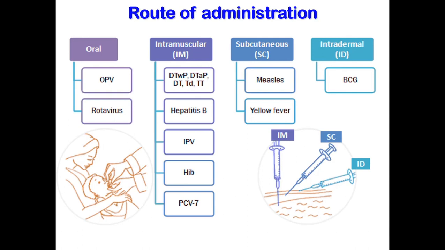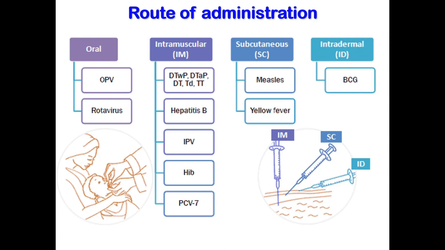Then you have the subcutaneous route, and this administers the vaccine into the subcutaneous layer above the muscle and below the skin. And you can see some examples there of measles and yellow fever. Then the last route is the intradermal injection, and this administers the vaccine in the topmost layer of the skin. And the BCG vaccination is the only vaccine with this route of administration.